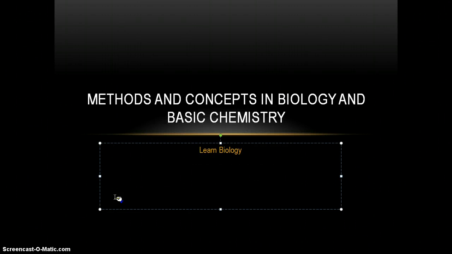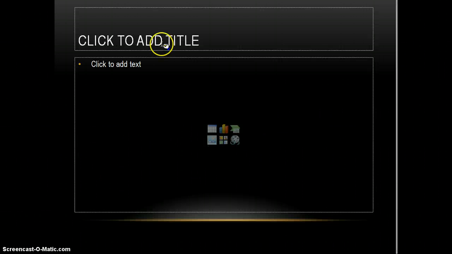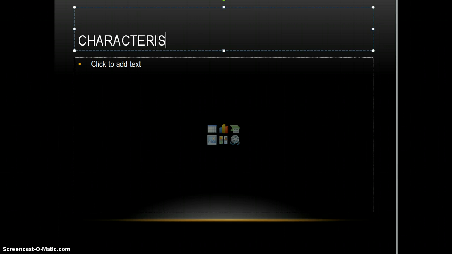Welcome to Learn Biology, and today our first lesson is going to be Methods and Concepts in Biology and Basic Chemistry. What this has to involve is what exactly defines someone or something as living. So we will call it characteristics of living things.